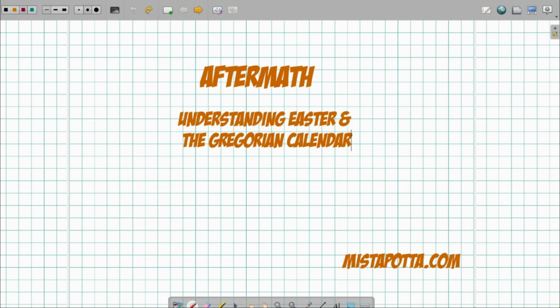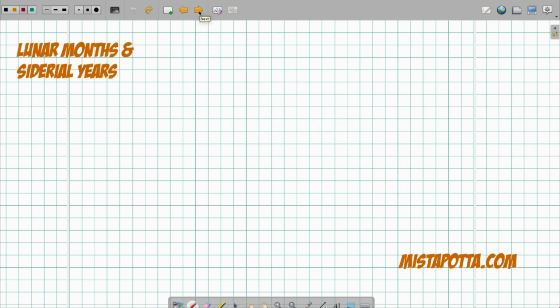But in order to understand these changes to the calendar that have happened over the past 2,000 years, we really need to understand the concept of lunar months and sidereal years. So, of course, we have an Earth, and we have a sun, and we have a moon. And the idea is that the moon orbits the Earth every 29.53 days. This is a lunar month. This is how long it takes for the moon to completely go around the Earth.